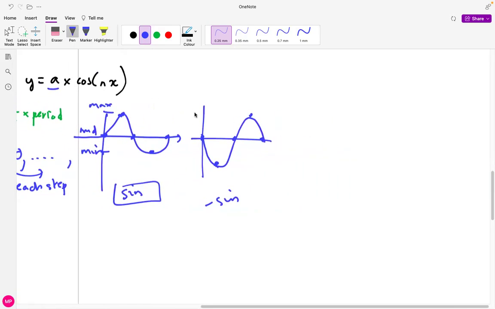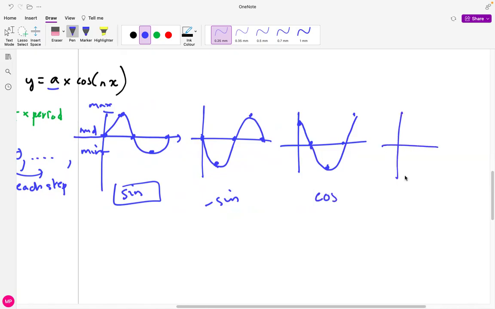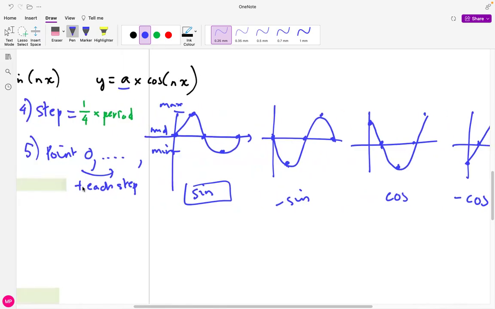If you start with cos, you will have maximum, middle, minimum, middle, and maximum. So cos will go like that. And of course, negative cos is just upside down: minimum, middle, maximum, middle, minimum. So you have it like that. But the steps are pretty much the same. It just depends on where you're starting on the type of graph.